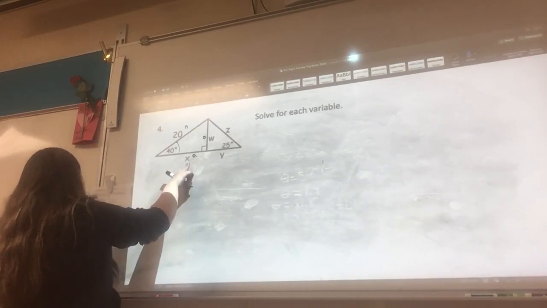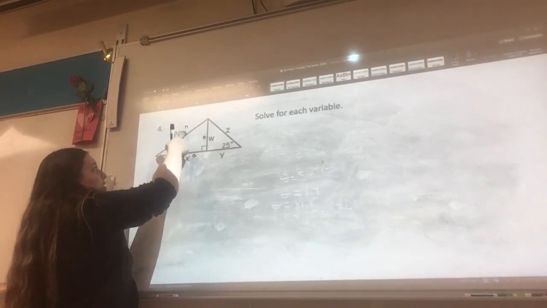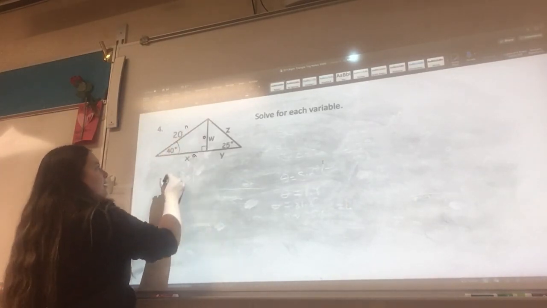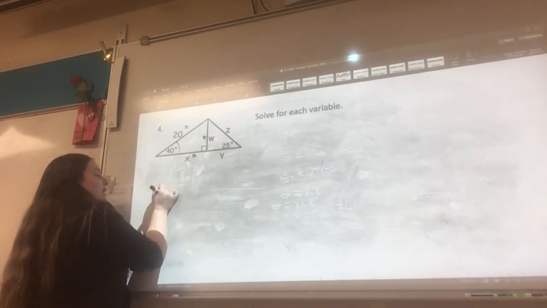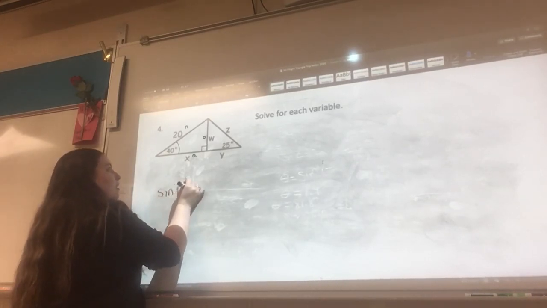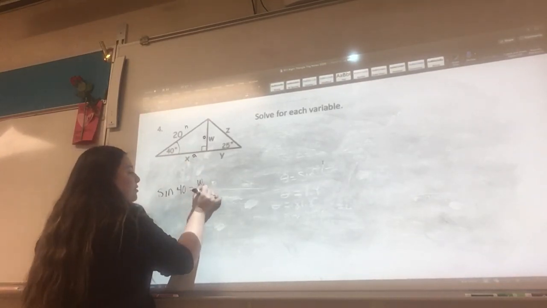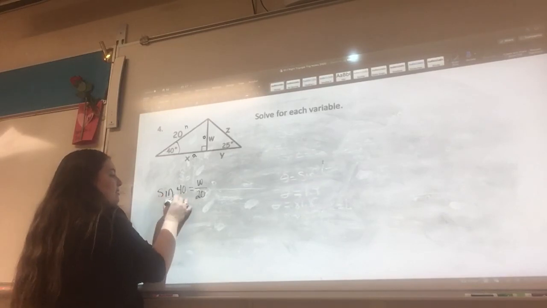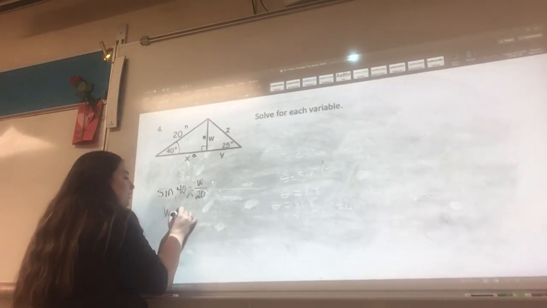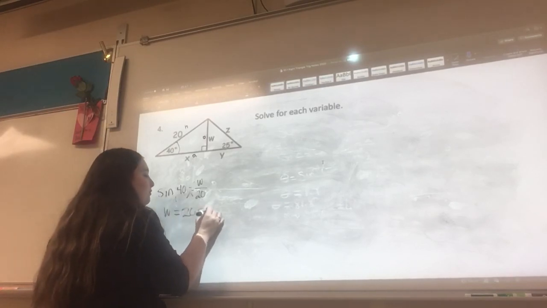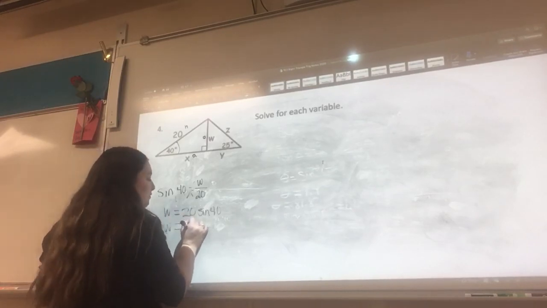So I'm going to solve for w first. I have a 40 degrees, a known hypotenuse, and an unknown opposite. So it looks like we're going to be using sine. So we can say sine of 40 is equal to opposite w over our hypotenuse 20. Once again, this is just a proportion. You cross multiply, and you're going to get w equal to 20 sine of 40. And you plug that in, and w equals 12.856.